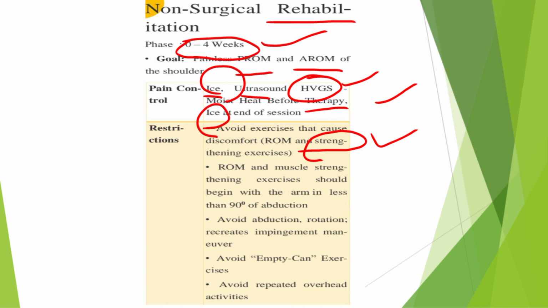Range of motion and muscle strengthening exercises should begin with the arm at less than 90 degrees of abduction. We do not go for severity, so avoid range of motion and strengthening exercises that cause it. Avoid abduction, rotation, and impingement-increasing maneuvers. Any extreme activity should be avoided. Always remember, avoid empty can exercises. Avoid repeated overhead abduction. Don't go for overhead abduction and extreme movements at the initial stage.